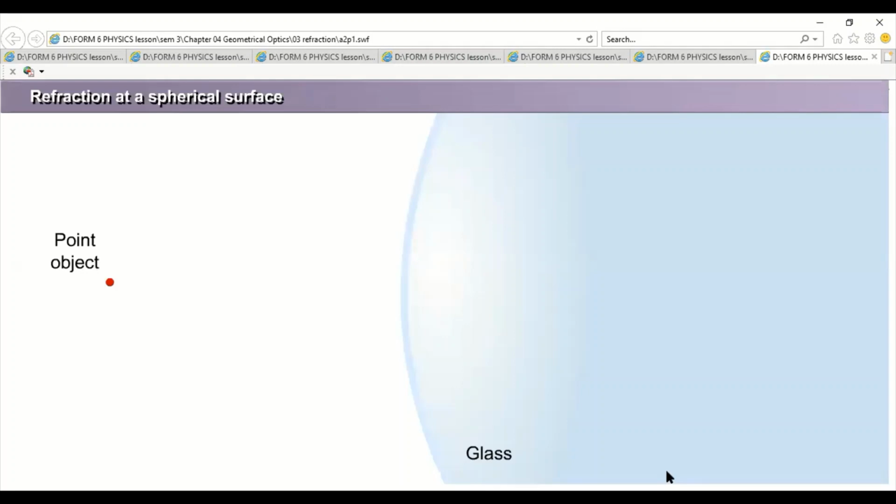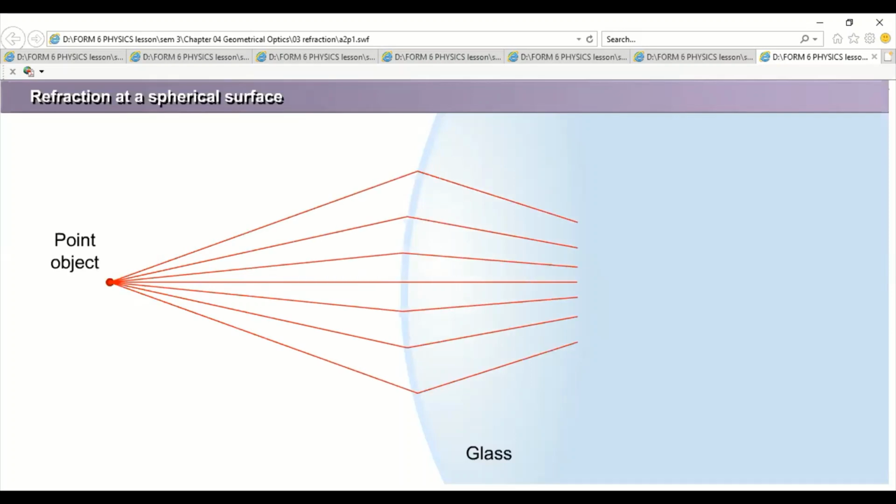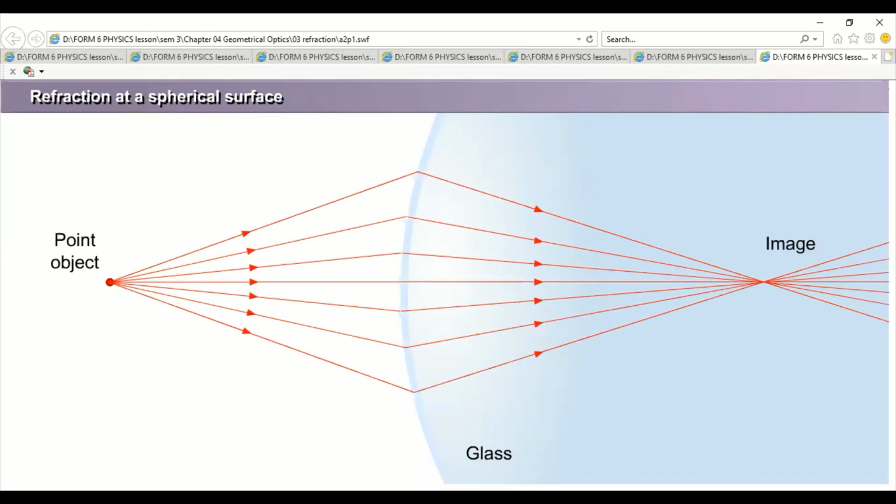Ladies and gentlemen, let's look at a point object with a curved glass surface. When the light ray is incident on the curved surface, the light rays will converge to a point, and this will be the focus or the focal point.